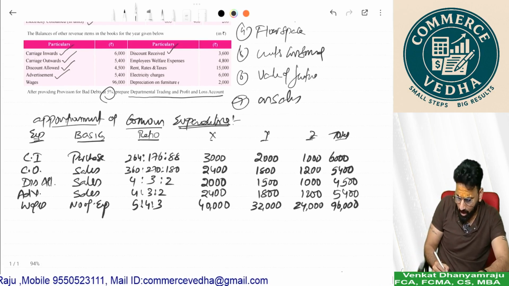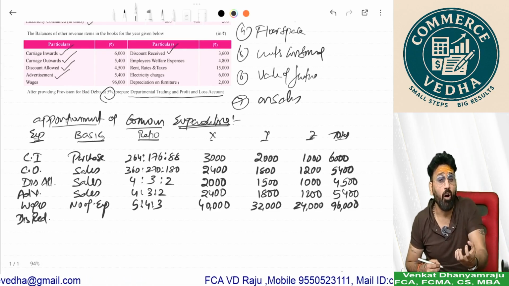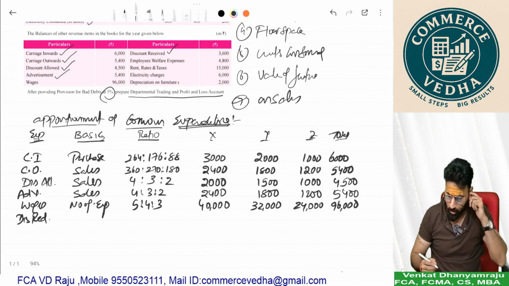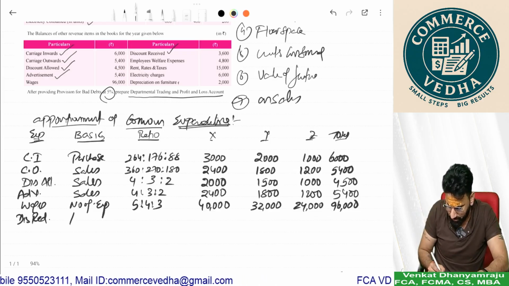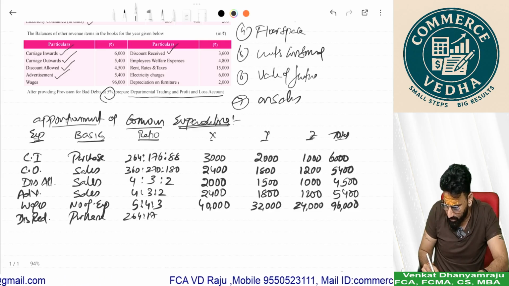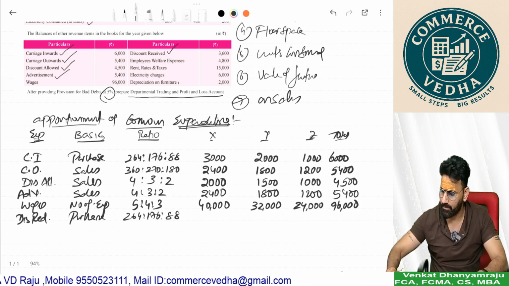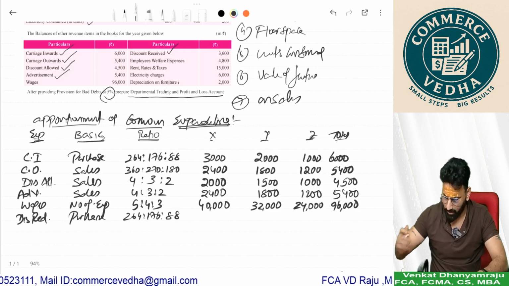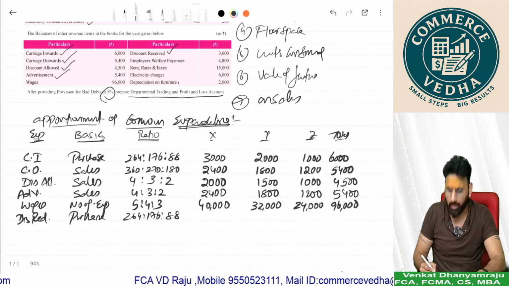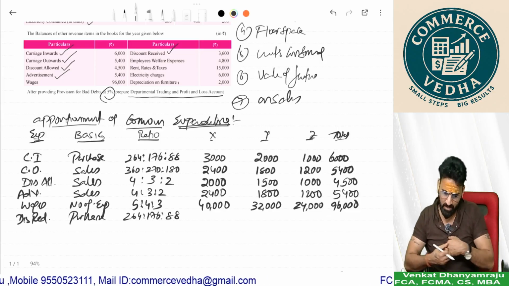Now, discount received. Discount we receive on what? Purchase. When you have to make the payment towards purchases. So it should be purchase ratio, which is 264 is to 176 is to 88. So it is nothing but 3 is to 2 is to 1, because 88 1, 2, 3. So as I wrote 264, 176, 88, we can just go with the same.